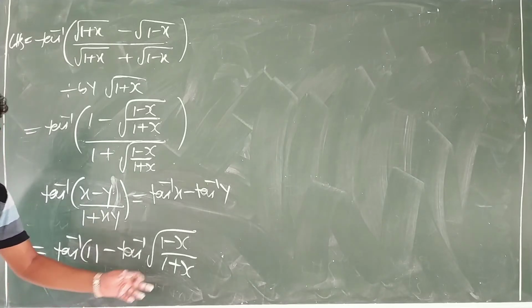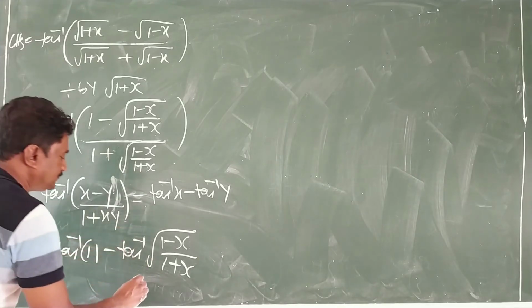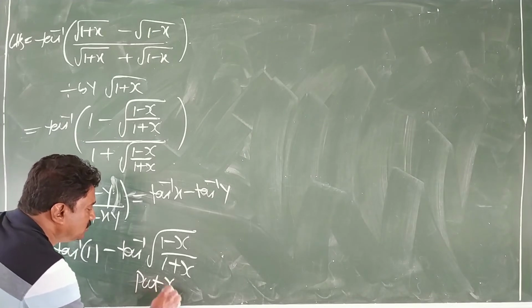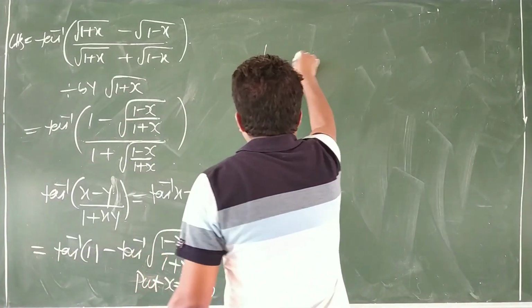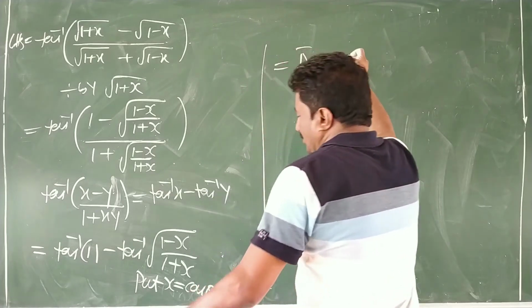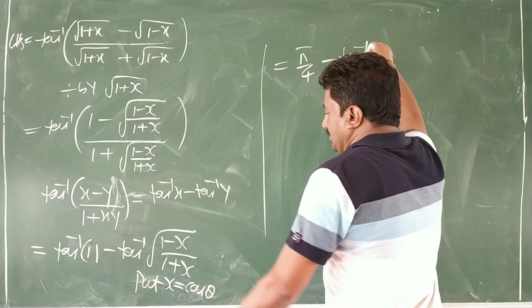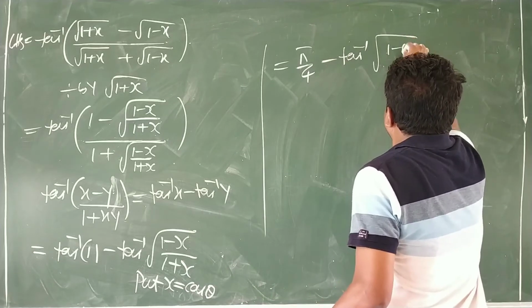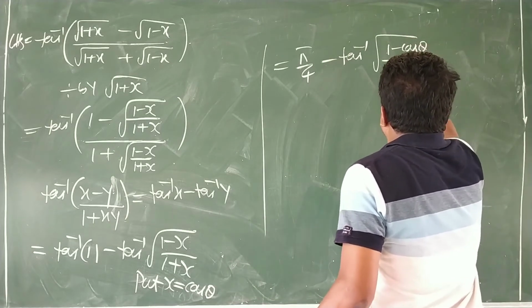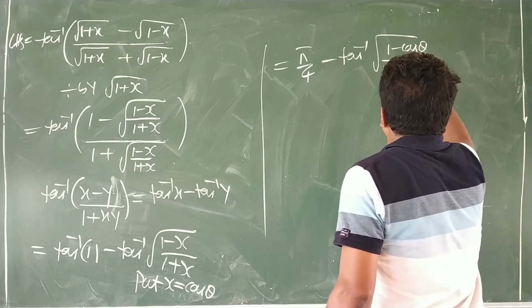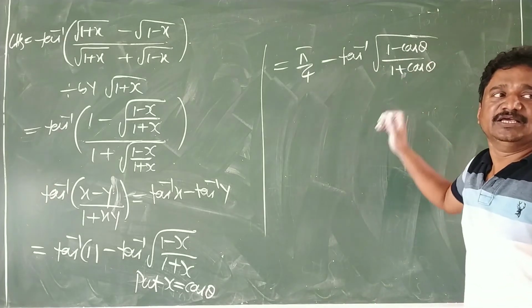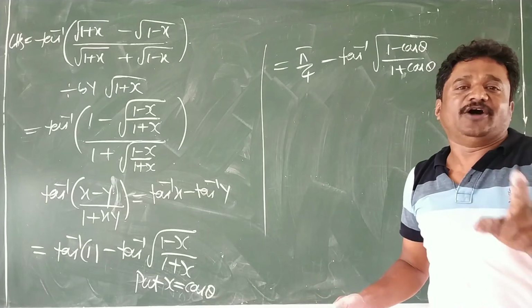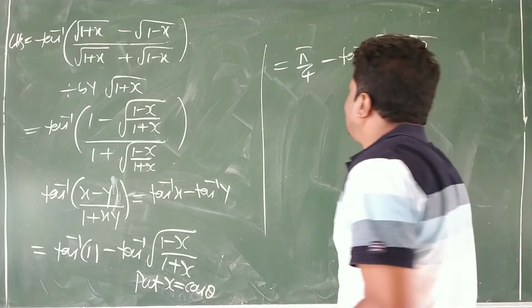No need to crush your brain. Put x equals cos theta and simplify. So we get tan inverse of root of (1 minus cos theta) by (1 plus cos theta). I told you so many times, whenever this type of terms are seen, the only way is using half angle formulas. Use that half angle formula.